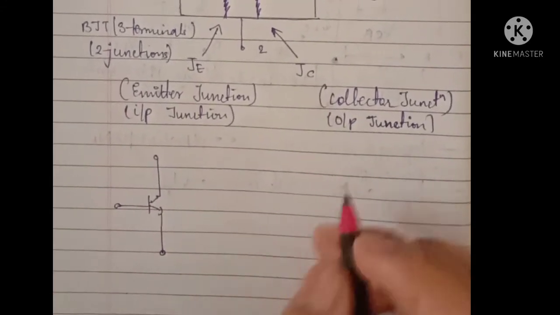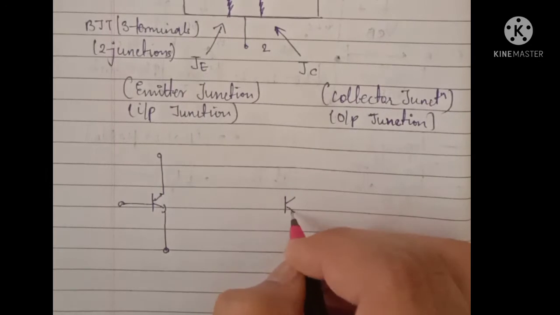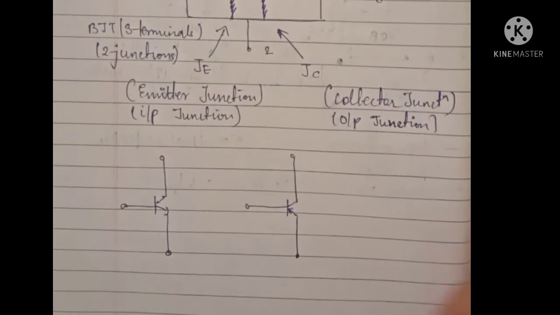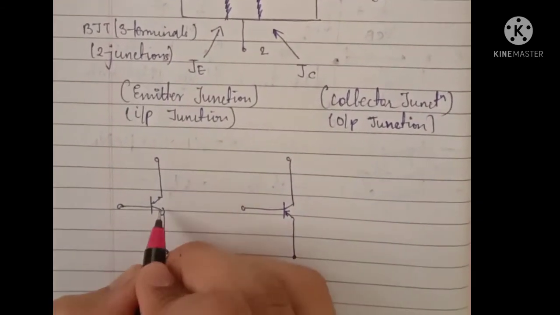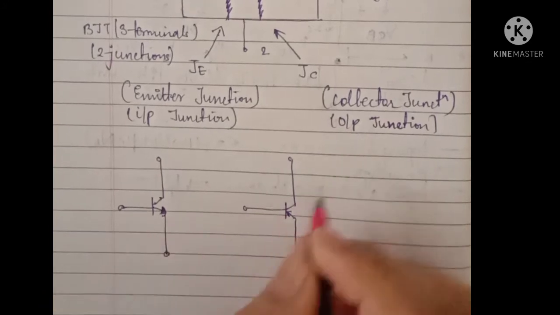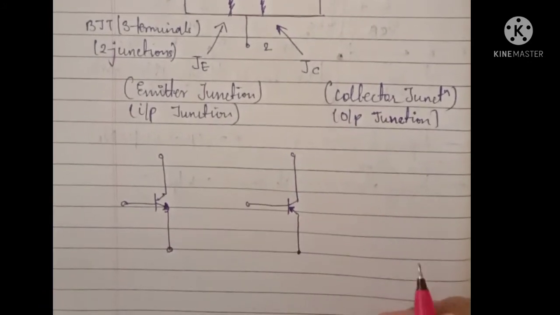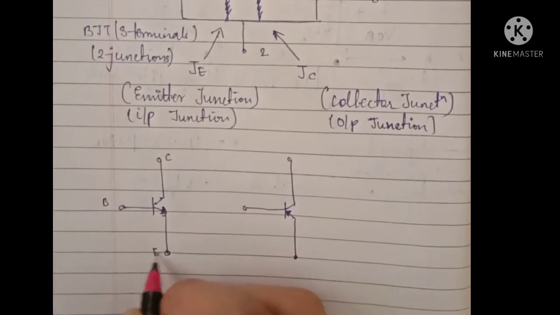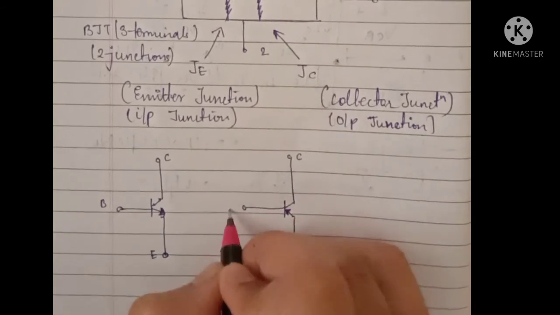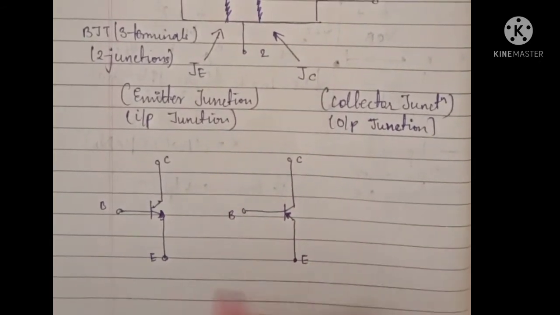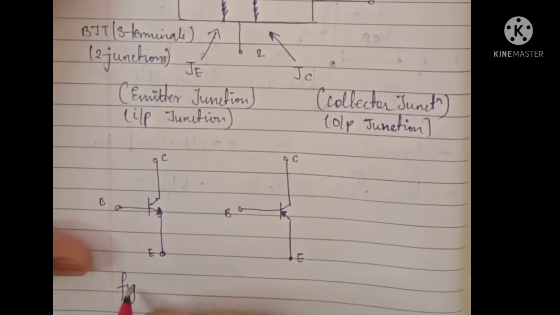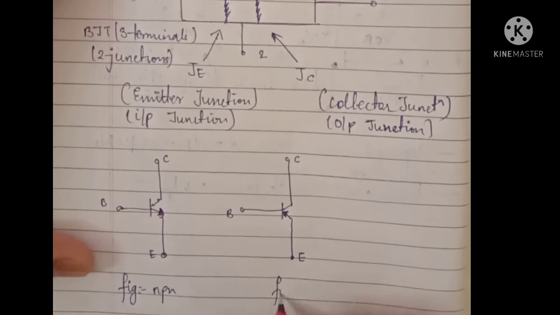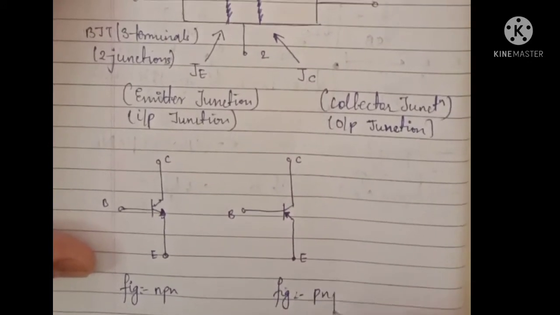This is a symbol. We are doing basically a symbolic representation of a transistor, or you can say BJT. Clear? See, this arrow is really important to distinguish between the NPN and PNP transistor. This is our collector, base, emitter. Same way, this is collector, base, emitter. This is the figure which represents the NPN transistor, and this is the figure for the PNP transistor.